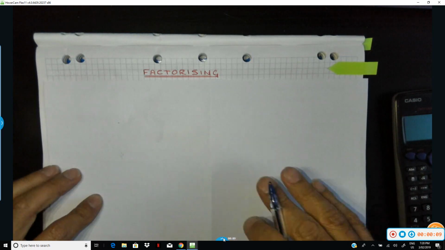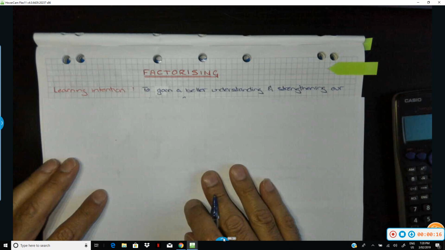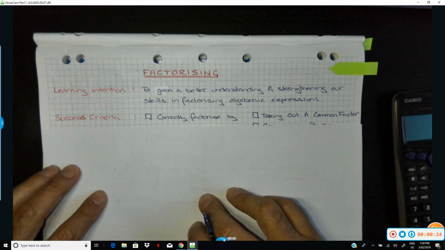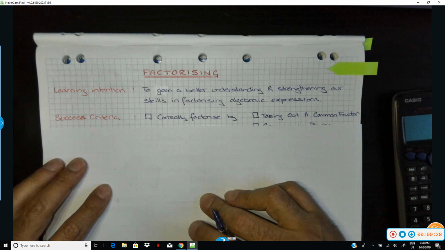Hi, so today's video is about factorising, and factorising obviously algebraic expressions. Our learning intention is really to gain a better understanding and strengthen our skills in factorising algebraic expressions. The success criteria is to correctly factorise by some of these methods: taking out a common factor, if you can do that, and grouping in pairs.